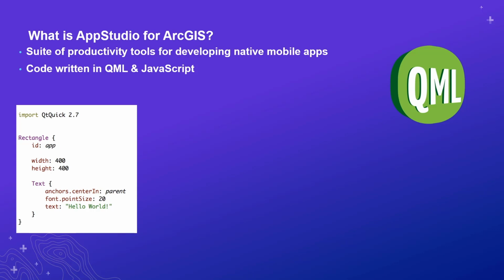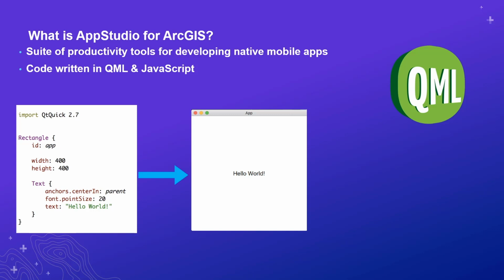The QML code snippet that's on the slide, you can see, draws a rectangle 400 pixels wide by 400 pixels high. And there's a text element that's centered within that rectangle that has a font point size of 20 and says Hello World. Now, when this code snippet is run, it produces the following output.